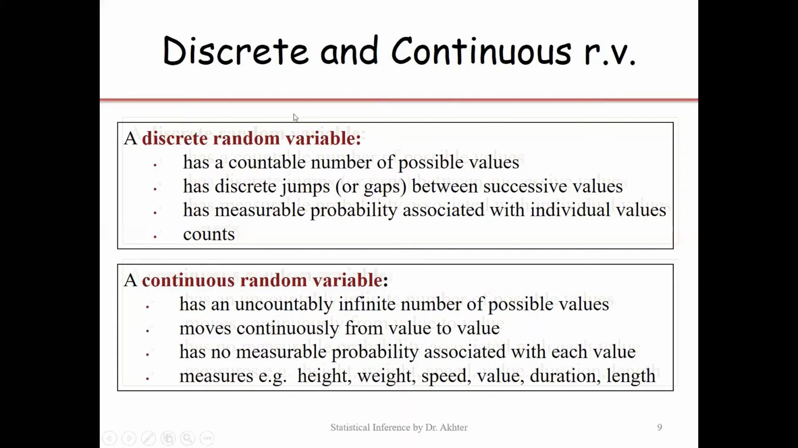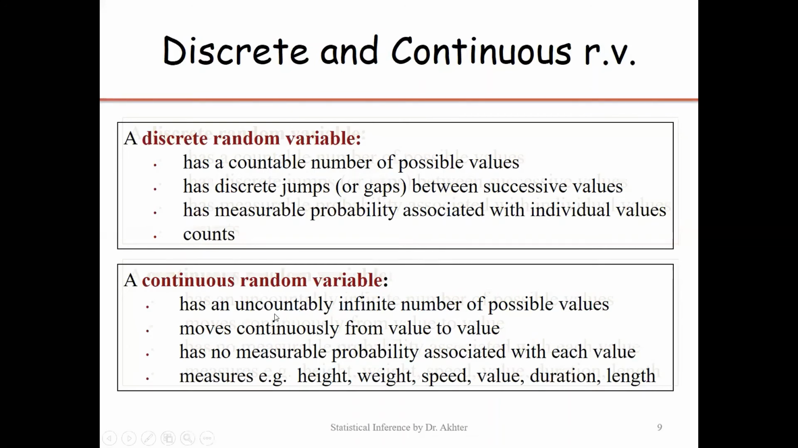Now in this slide, we have discrete and continuous random variables. A discrete random variable has a countable number of possible values, has a discrete jump or gap between the successive values, and has measurable probabilities associated with the individual values. These are counts: the number of customers, the number of students, the number of pages, the number of transactions, the number of customers hit at an internet server. So all these are discrete.